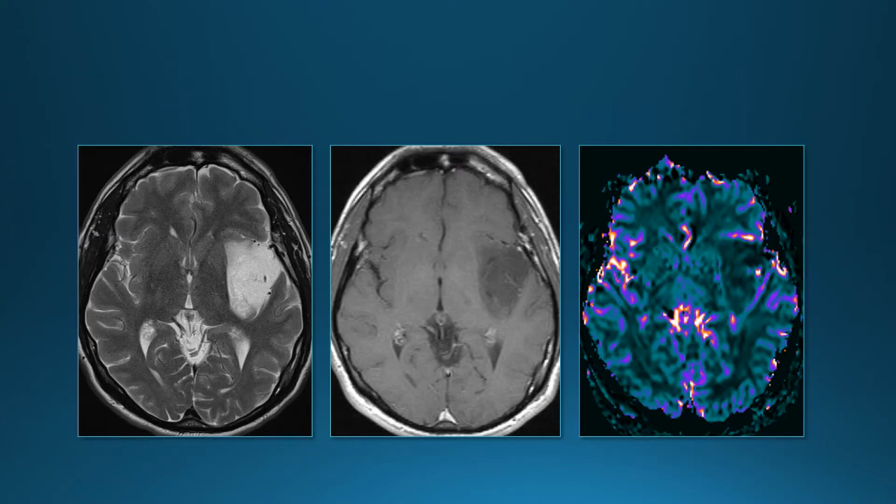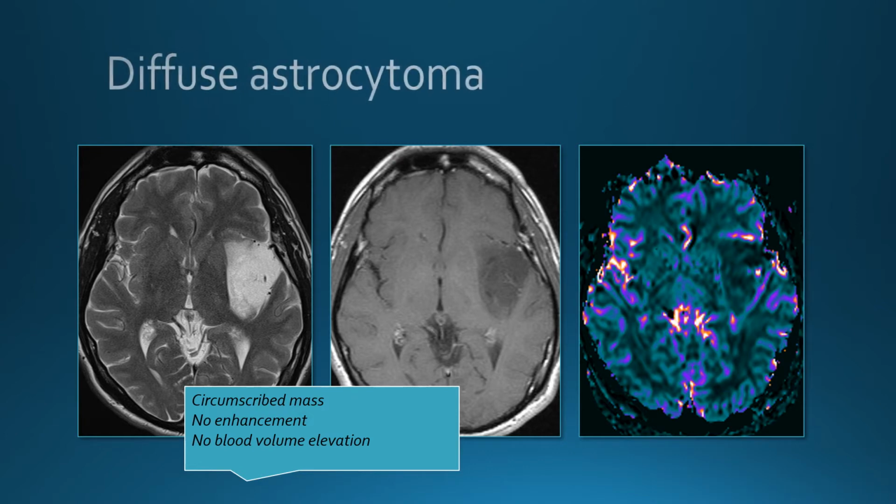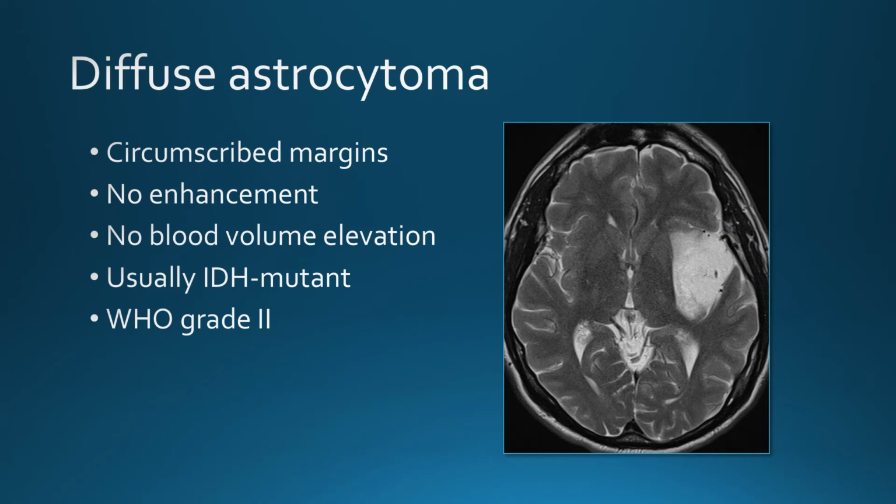Okay, so let's start with the first case. T2, post-contrast T1 and perfusion images. We see a circumscribed mass, no enhancement, no blood volume elevation. This is typical appearance for diffuse astrocytoma. So a diffuse astrocytoma, typically circumscribed margins, does not enhance with contrast, does not have any elevated blood volume. This is generally an IDH mutant lesion, and it's a WHO grade 2.